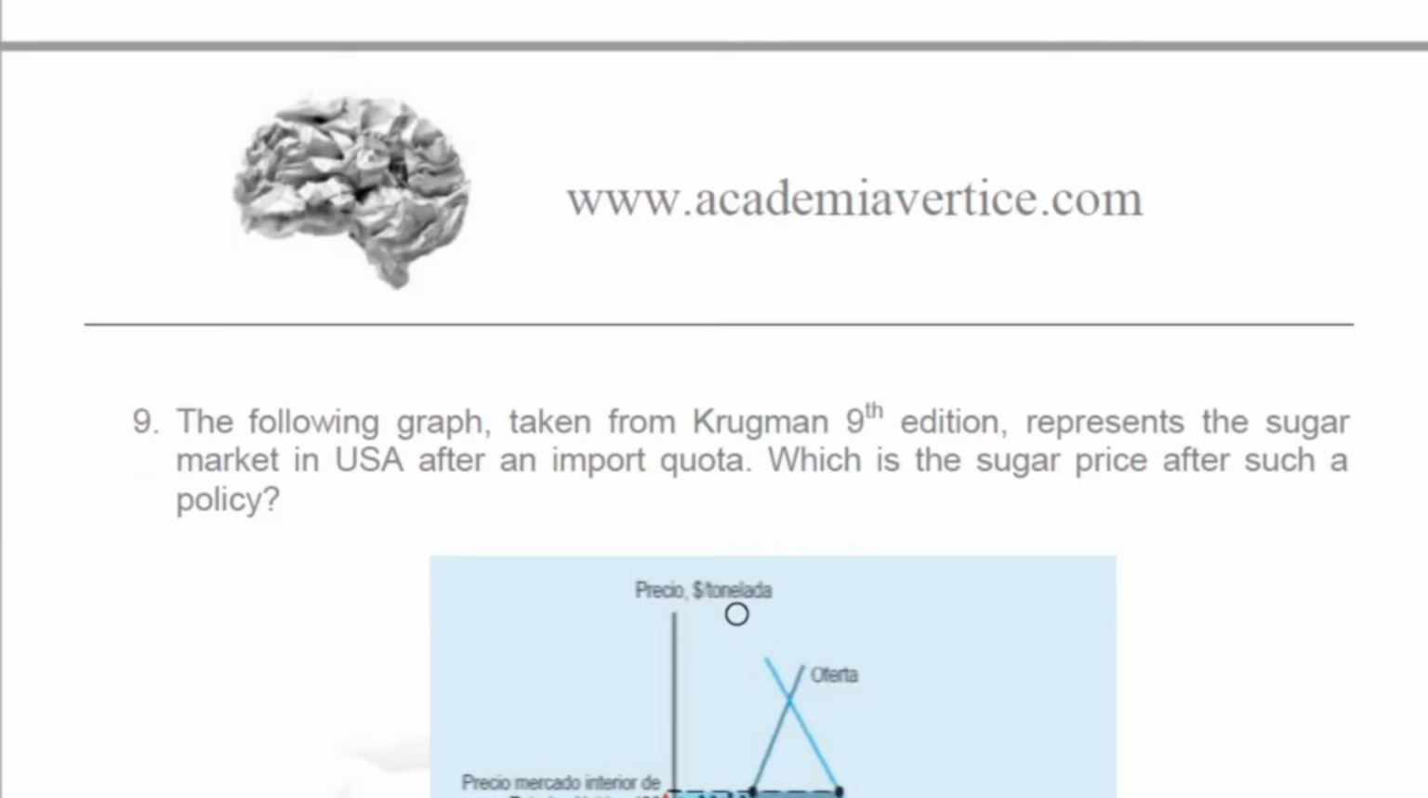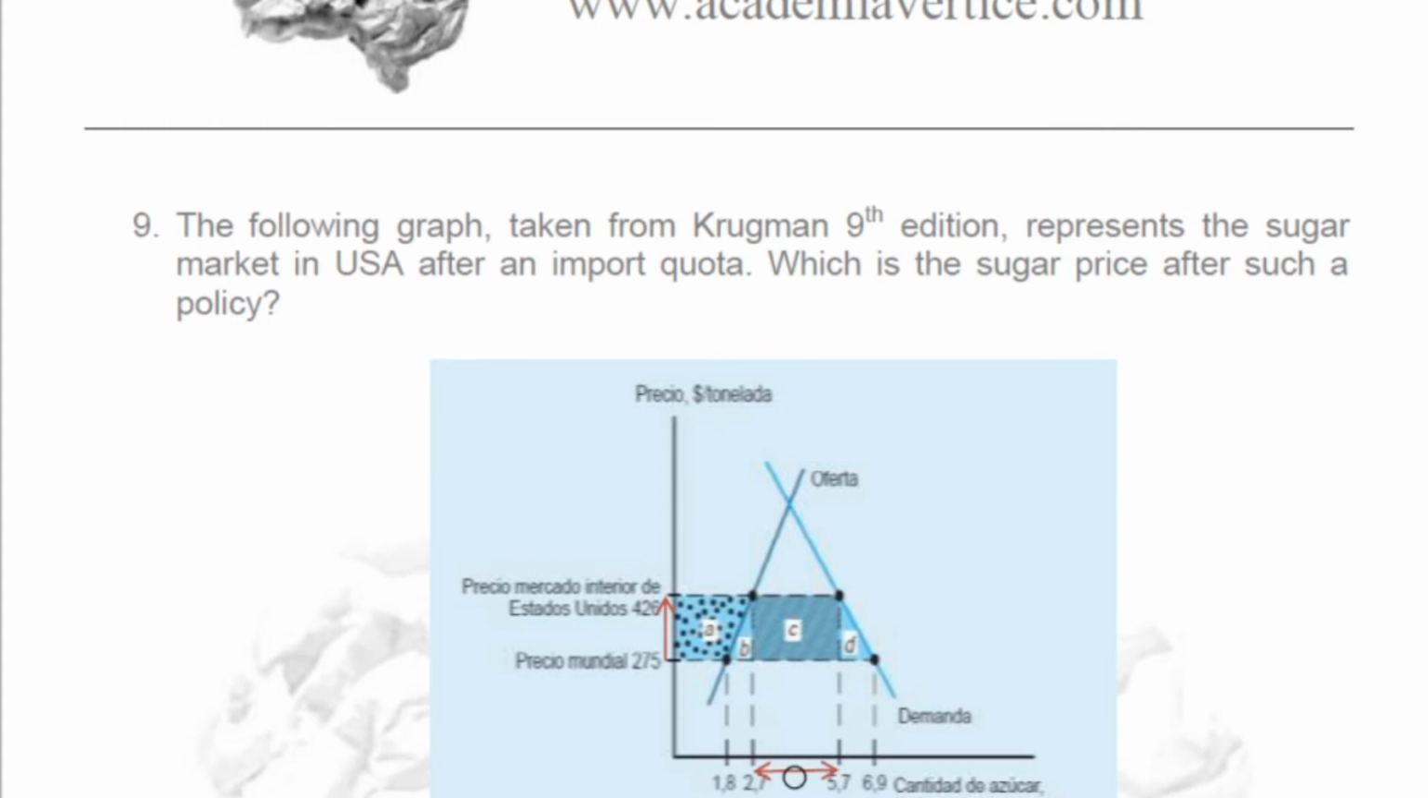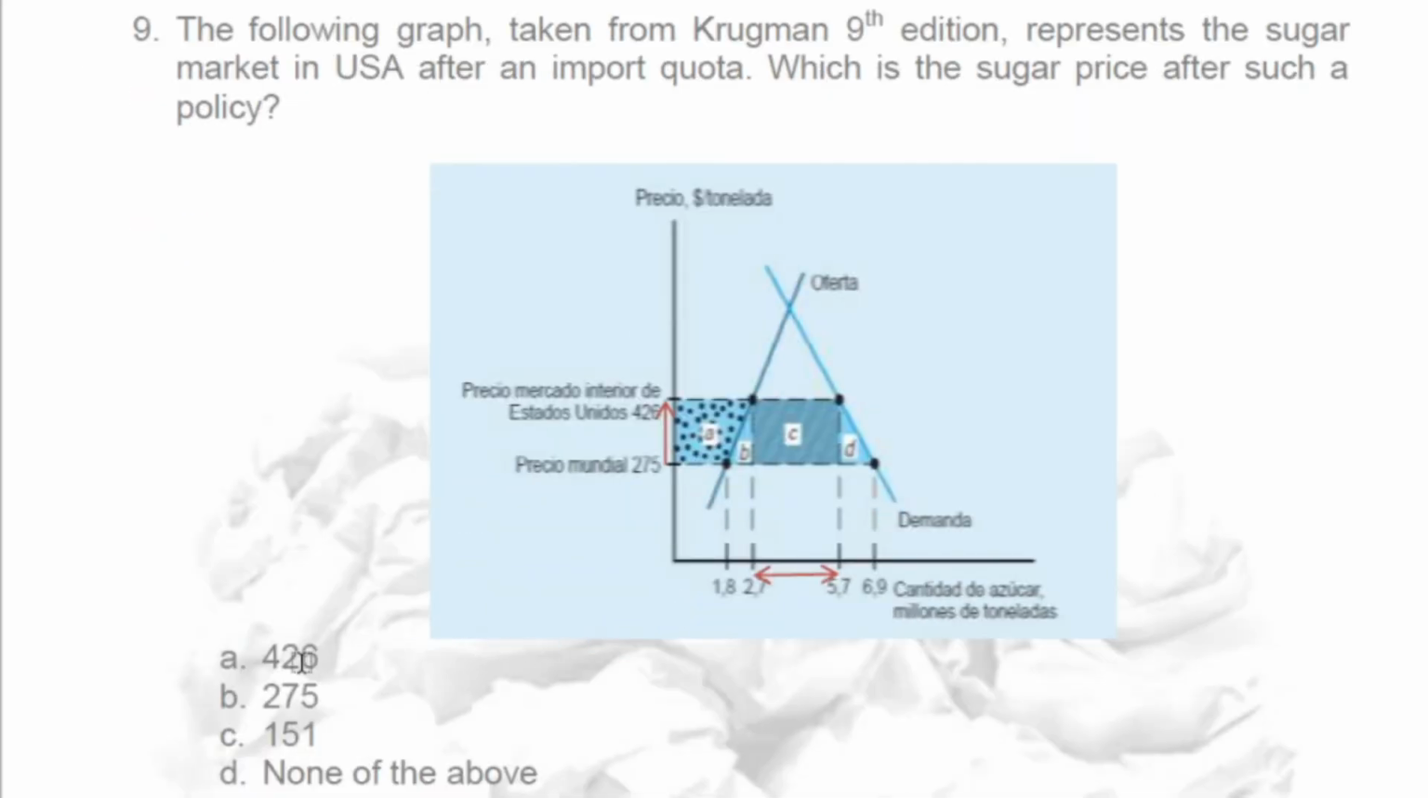Now, the following graph, the same graph, represents the sugar market in USA after an import quota. Which is the sugar price after such a policy? The reduction in the import elevates the price, in this case until this level, because this exactly is the import quota. The price will be 426. So very easy and very quickly, it is A.